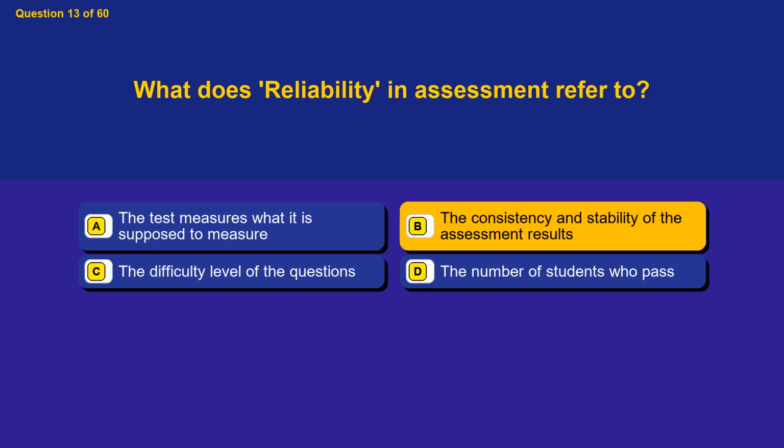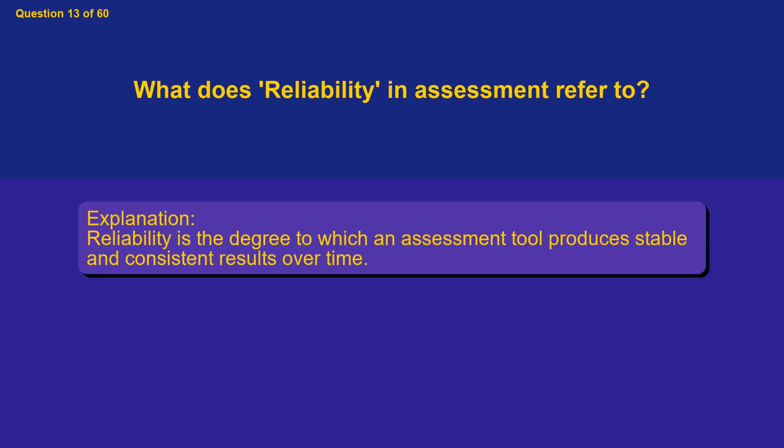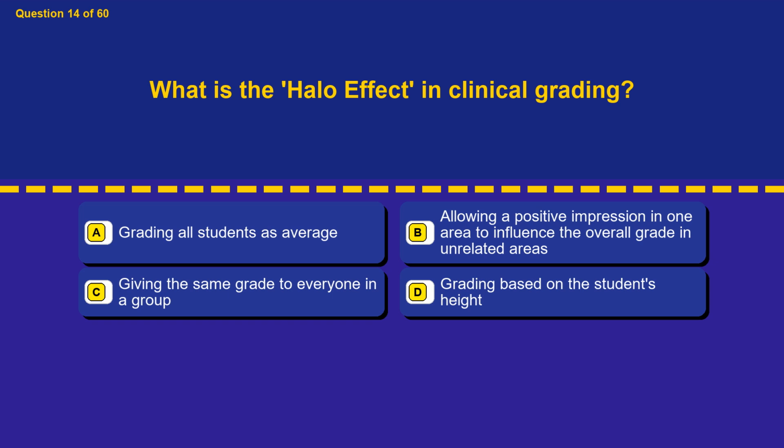The correct answer is option B, the consistency and stability of the assessment results. Reliability is the degree to which an assessment tool produces stable and consistent results over time. Question 14. What is the halo effect in clinical grading?